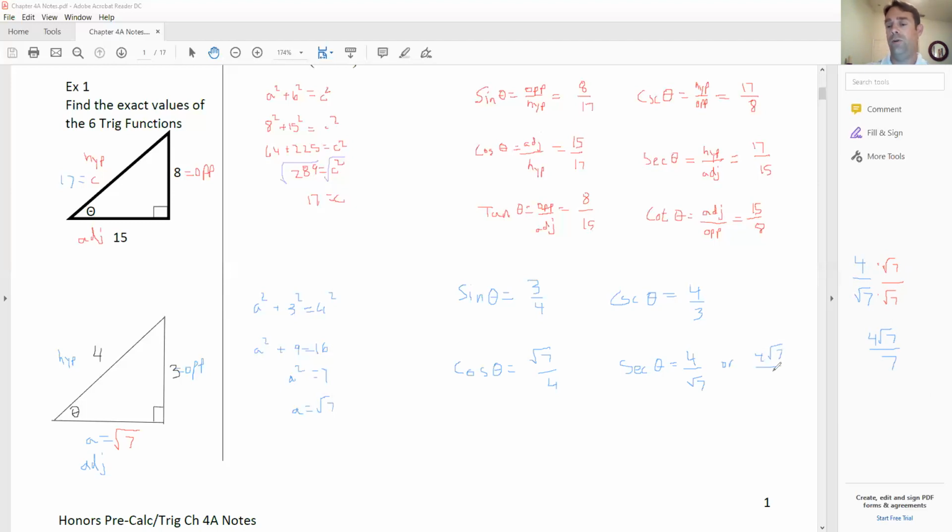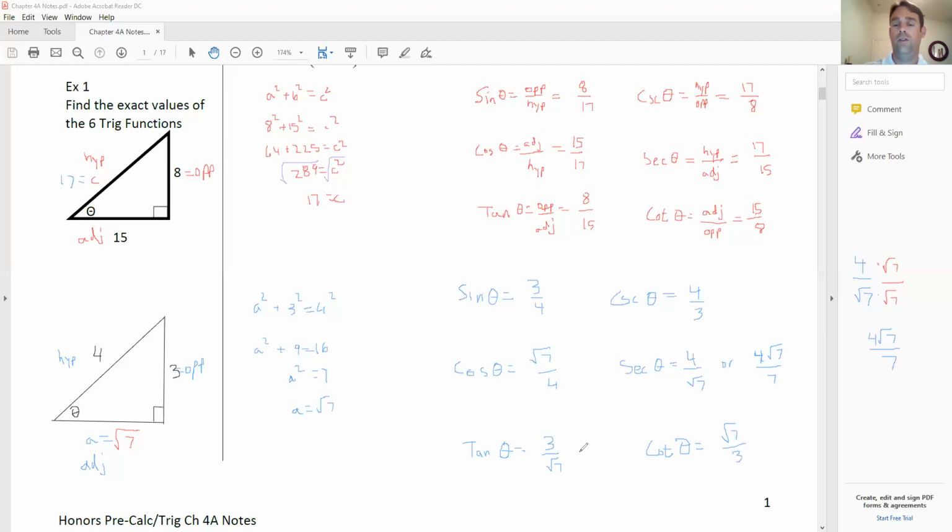In calculus next year, you're allowed to keep radicals in the denominator. So go ahead and leave the root 7 in the denominator. Again, unless it's a unit circle angle, which we don't know what that is yet, you can leave radicals alone. You don't have to simplify. And then last and certainly not least, tangent of theta. That is 3 over root 7. Totally good with that answer. And cotangent of theta, which would be root 7 over 3.